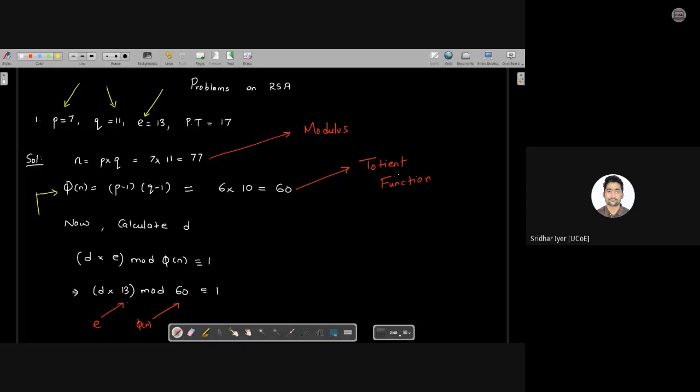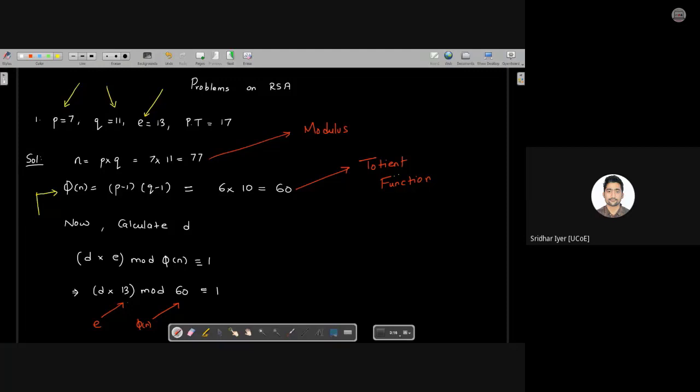If in the question P and Q are given, and E is also given, then we straight away find D. But in the exam, if E is not given, our very first task is to find the value of E. How to do so? It's very simple. The very first thing we need to calculate is N. N is P into Q, which gives a value of 77 in this case.